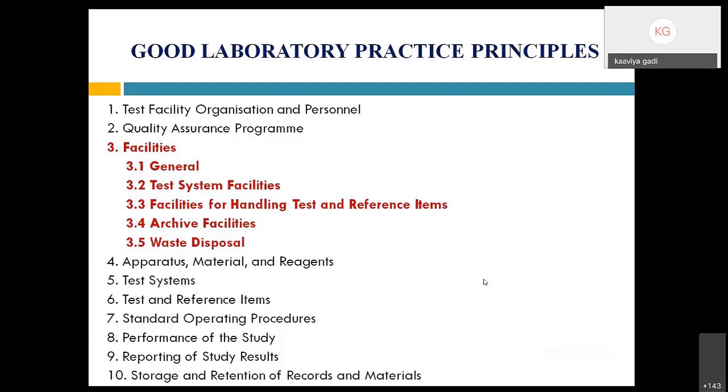Okay. So, you can see that we have these 10 GLP principles defined by the OECD guidelines, the OECD principles of GLP. In that, we are going to talk today about facilities. What it talks about in general is little about general facilities, how the facilities should be. And then OECD describes test system facilities, then facilities for handling test and reference items, archives and waste disposal. It's basically a very simple, small discussion done by the OECD principles here.